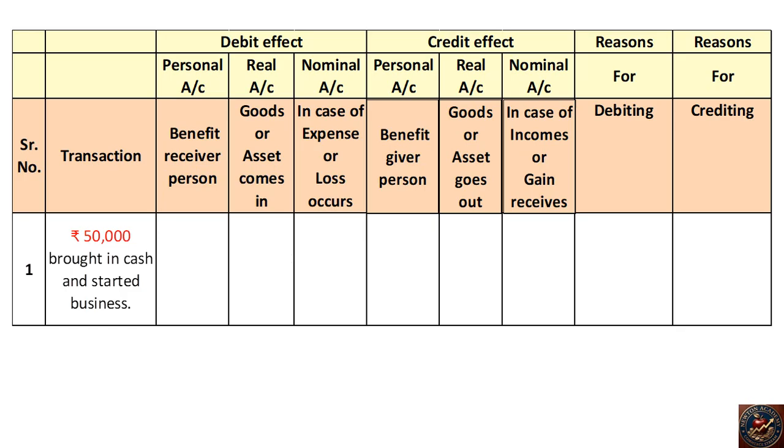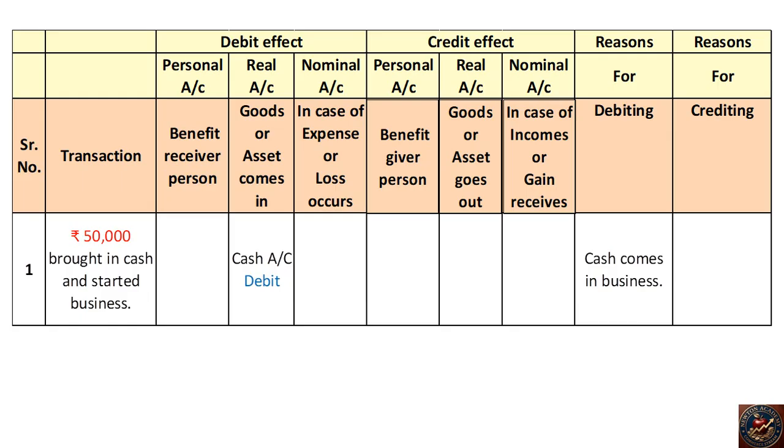The debit side, cash is an asset. When the owner brings cash, asset comes into the business. According to the real account rule, we debit cash account. The reason for debiting is simple. Cash comes in business.